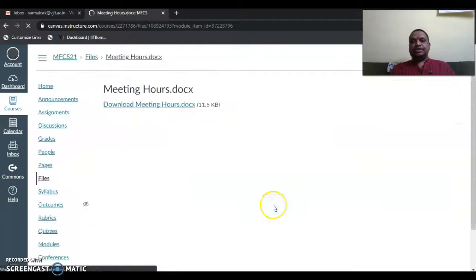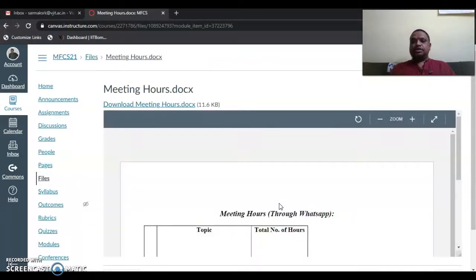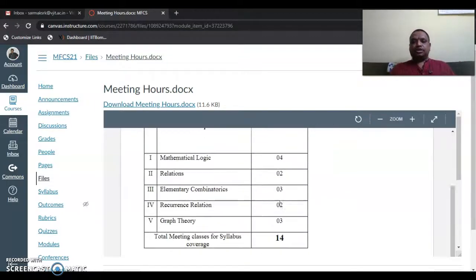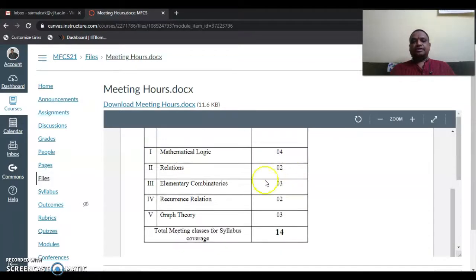Then coming to the meeting hours, we have planned to have at least one meeting hour through WhatsApp. For the first unit, we'll be conducting the class for 4 weeks. For a unit, we'll be having 4 meeting hours for unit 1. Then for the second unit 2, third unit 3, then fourth unit 2, and fifth unit 3.